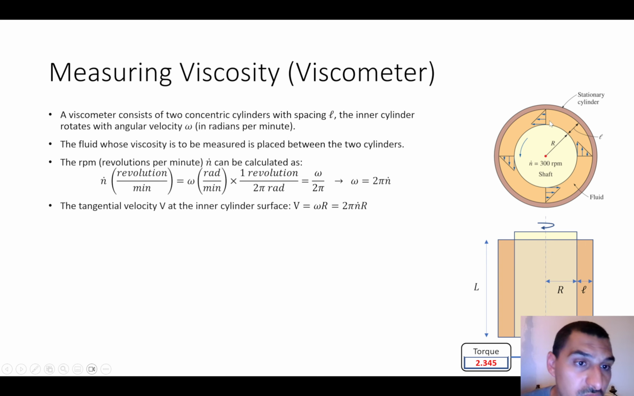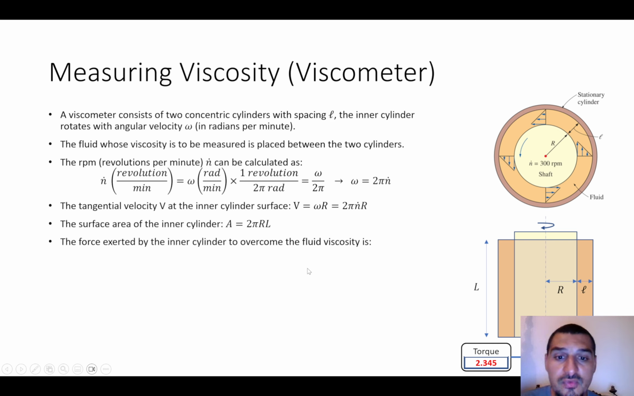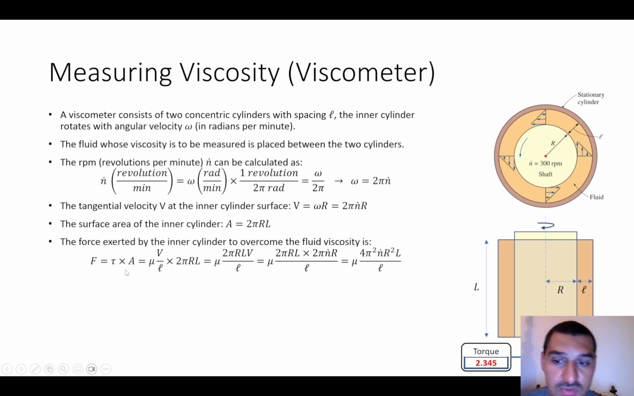Now, as I told you, we can consider these two as two parallel surfaces. Before this, we know the area of the cylinder, which is the area that is exposed to the fluid and is applying shear force to resist the fluid viscosity. It's 2 pi RL, the surface of the inner cylinder. Okay, and the force exerted is equal to tau times A.